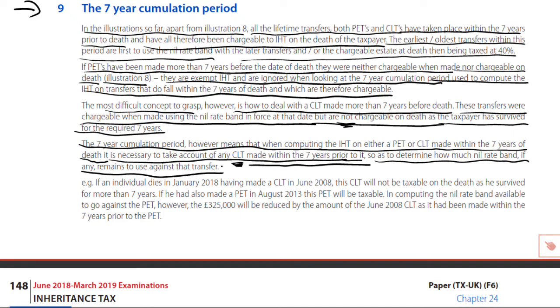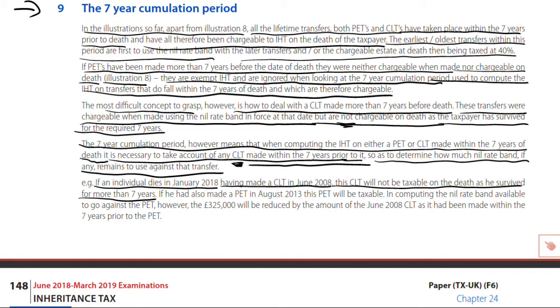Right, there's been a lot of words there and a lot of inside 7 years, outside 7 years, before death. So a little example to try to put this into place. An individual dies in January 2018, having made a CLT in June 2008. Very clearly, more than 7 years before the date of death. But because it was a CLT, the CLT will not be taxable on death as he survived for more than 7 years, but would, of course, have been chargeable in lifetime.